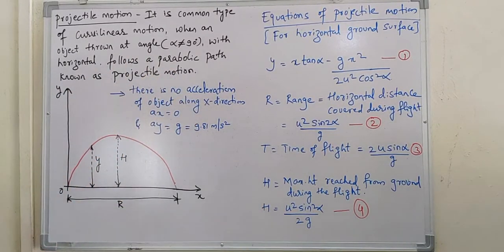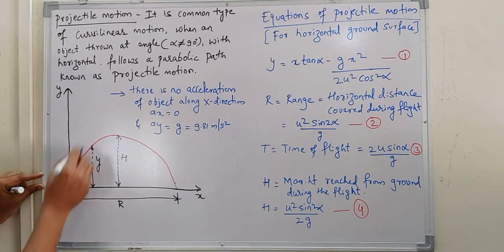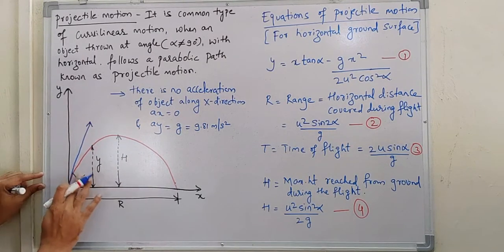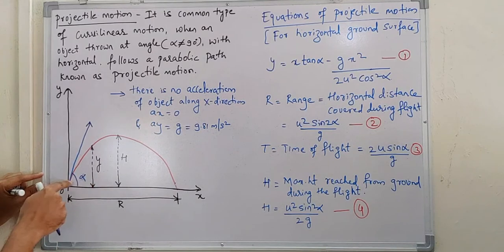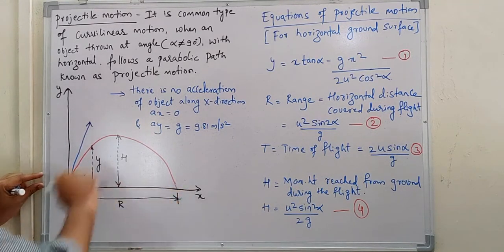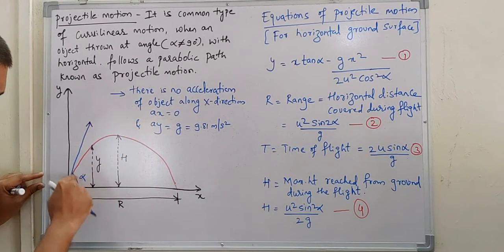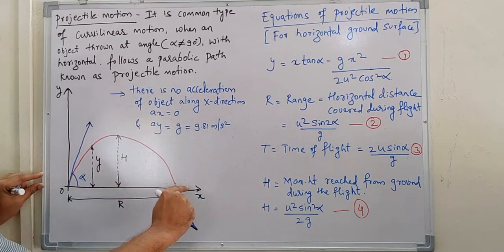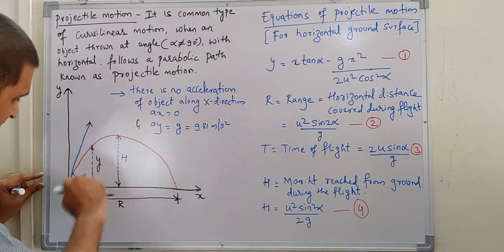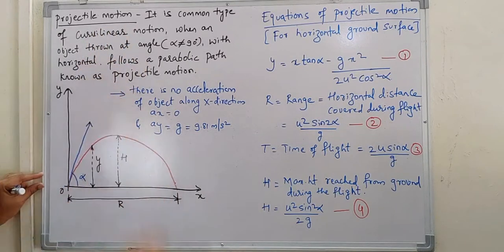Now what we'll do, we'll take a case wherein there is a particle at the ground surface which is thrown at an inclination alpha with respect to the horizontal ground surface. Then it follows a parabolic path like this. Now this motion itself we call it as what? Projectile motion.